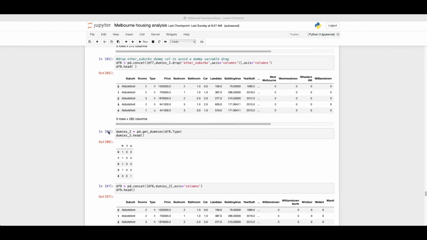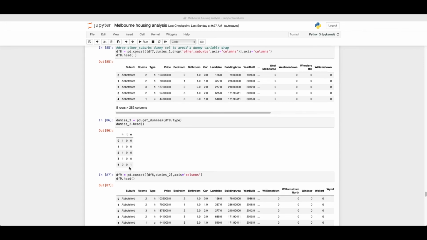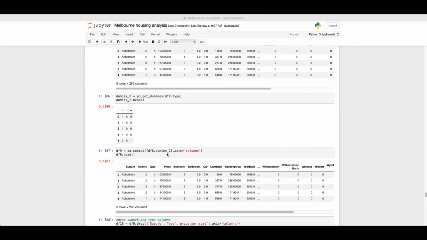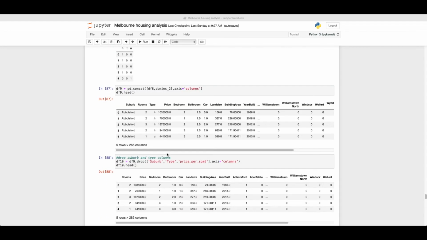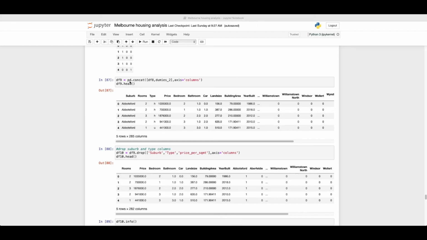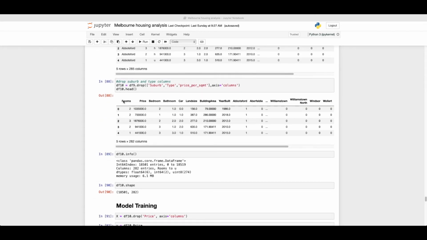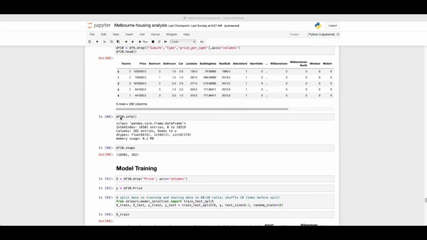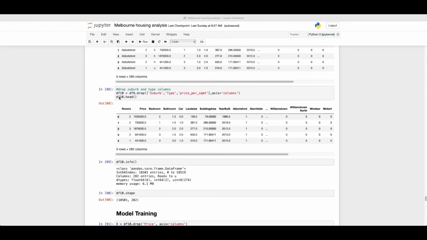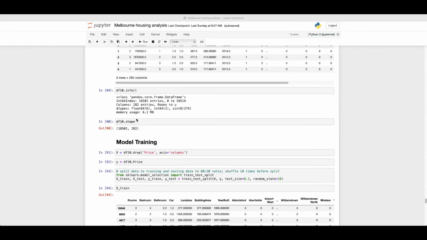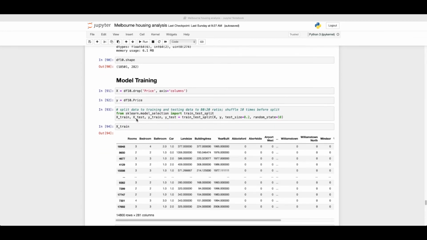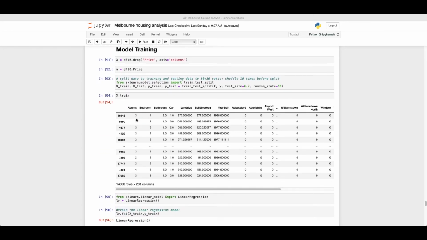And I got this. I did the second dummy 2. It's basically another one-hot encoding on property types here. Then I put them together, basically combining dummy 1 and dummy 2, and I saved it as a data frame 10. Then we move to the model training part.